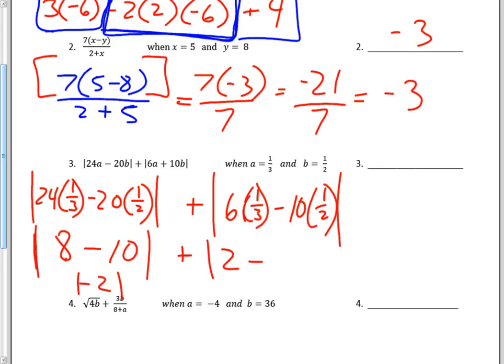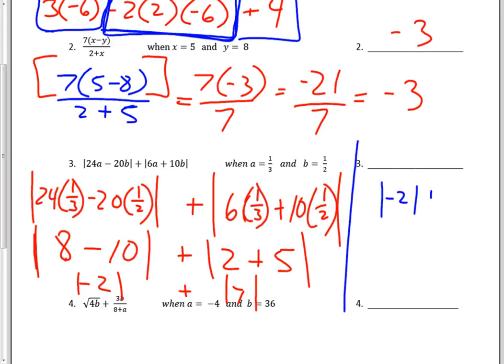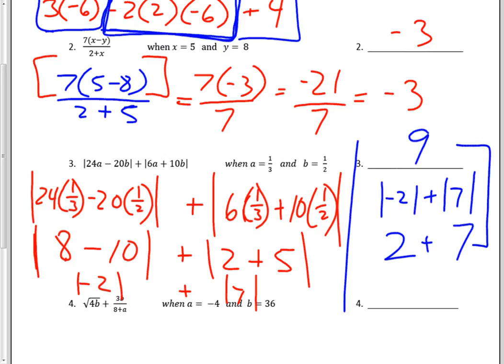We've got a 2 minus 5. Is that right? No, plus 5? Oh, is that a plus in there? Yeah. Plus there, plus there. So that's 7. So here's what we got. Negative 2, absolute value. 7, absolute value. Don't add these together yet. We do the absolute value. What's the absolute value of a negative 2? You just make it positive. That's already positive. What's 2 plus 7? 9.